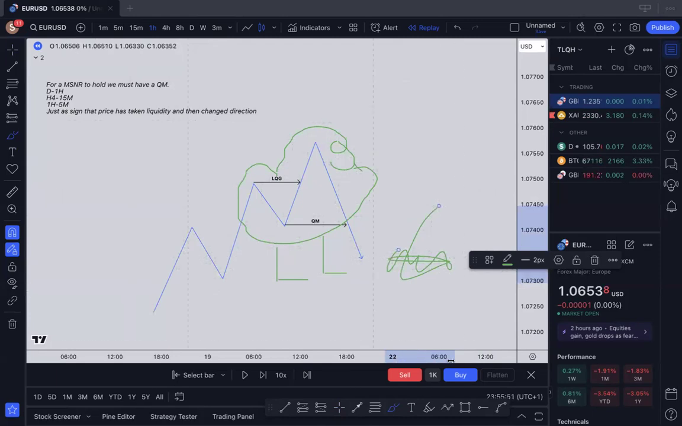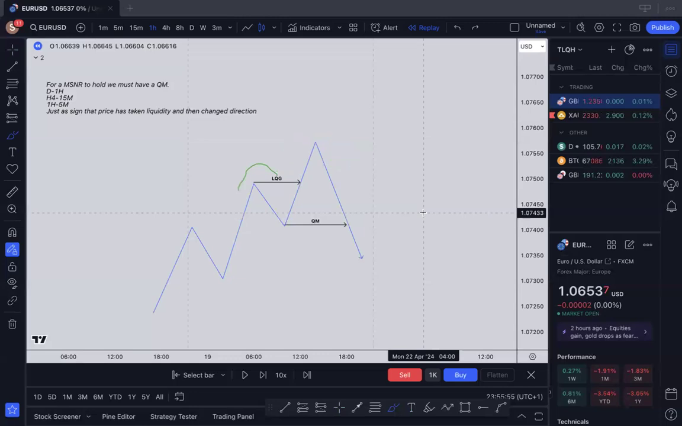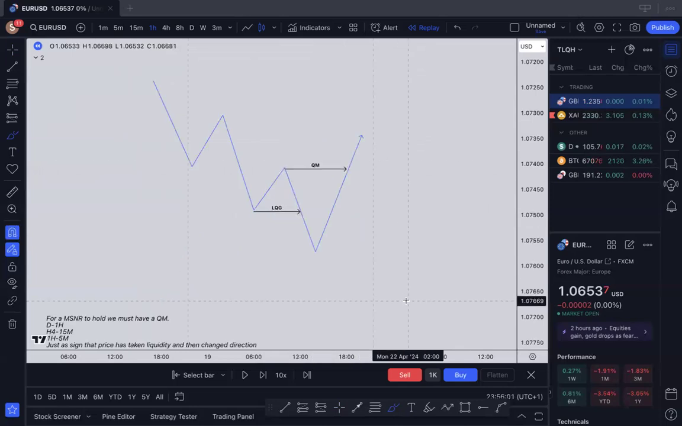It's authenticated. Jokes aside, though, once we get this, this is a sign that we are in a bearish storyline. Now, if we were in a bullish example, we'll just be taking out the low here, liquidity grab there, and then taking out this here. And this is a sign that price has turned bullish.